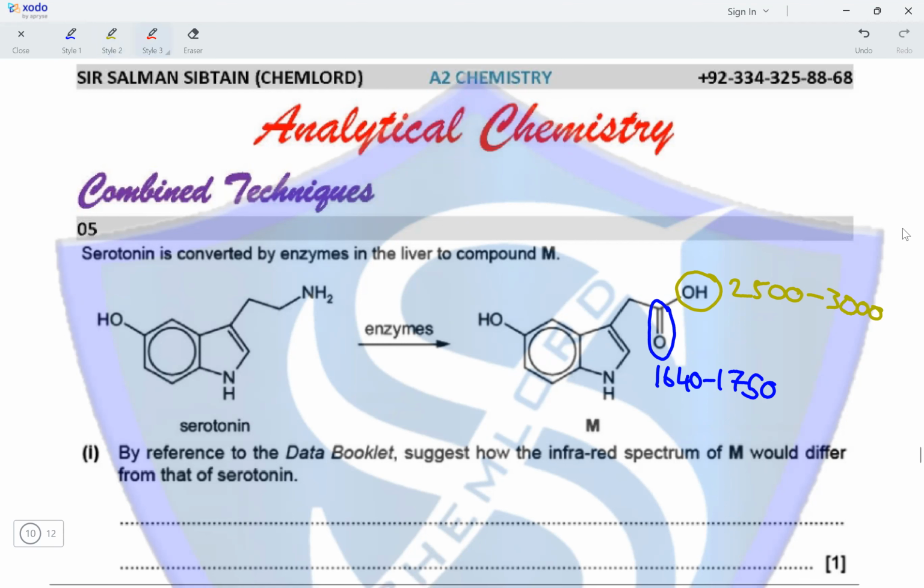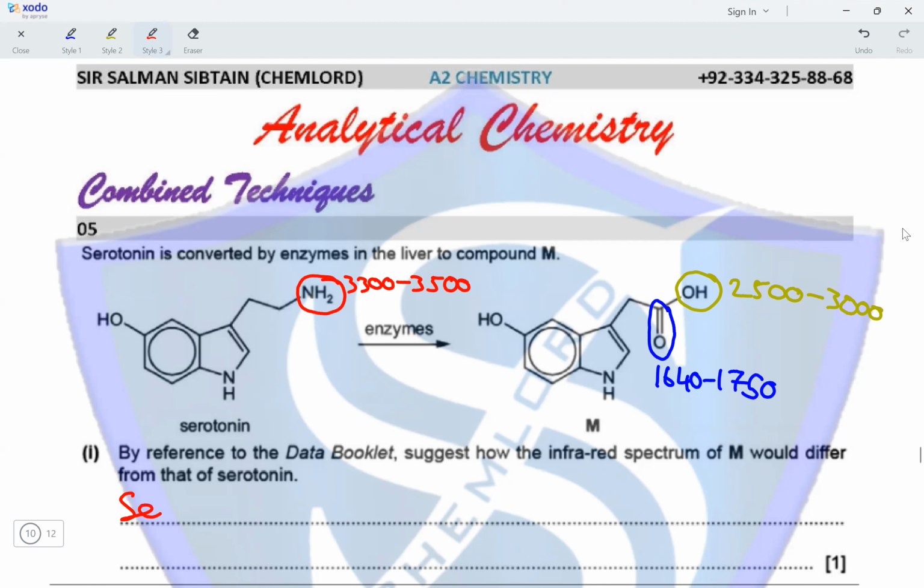And serotonin would have an NH2 peak in the range of 3300 to 3500, which would not be there in M. Rest of the molecule is the same for serotonin as well as compound M. So only one of these needs to be quoted. So we can quote any one of them. All three are equally likely. So let's quote the one for the NH2.